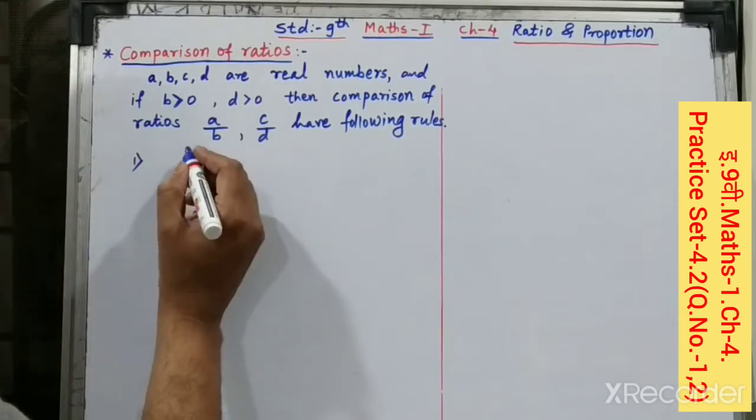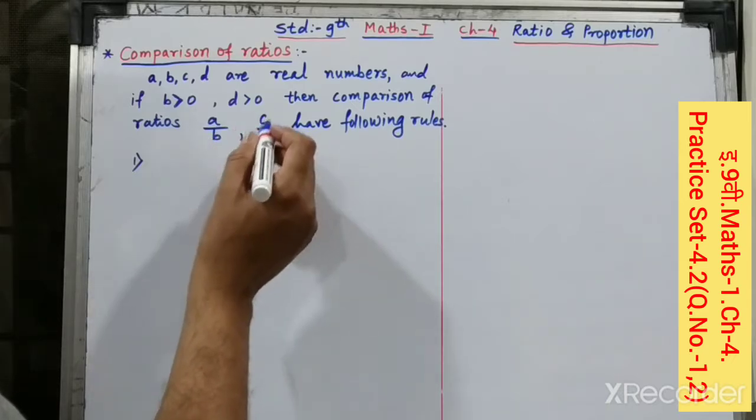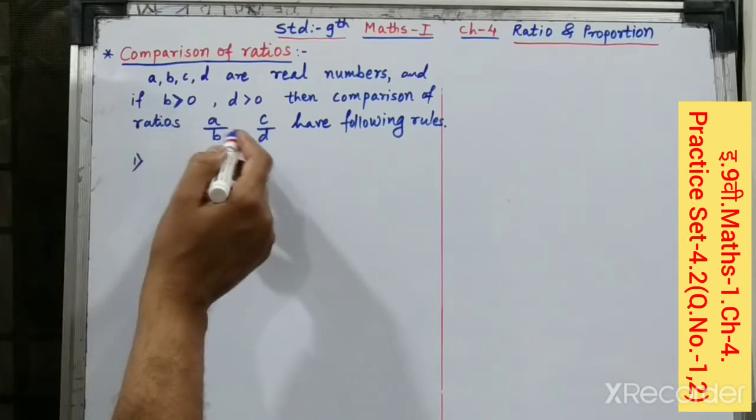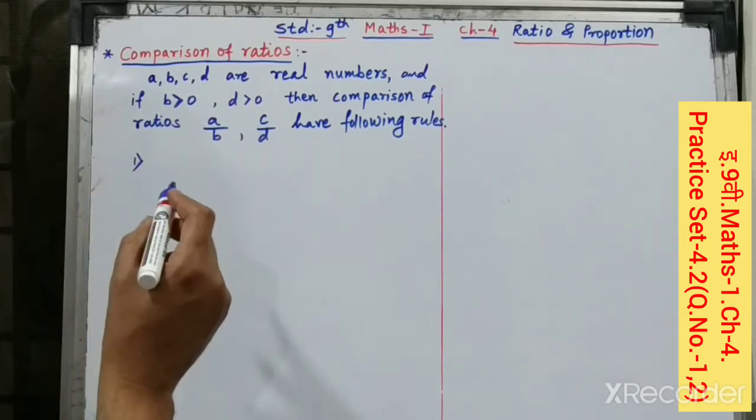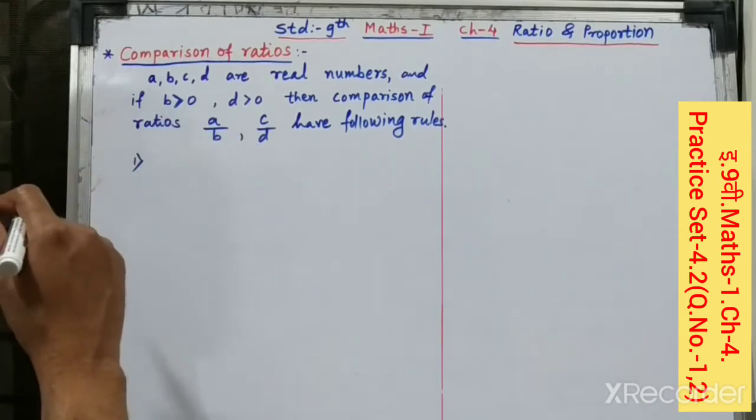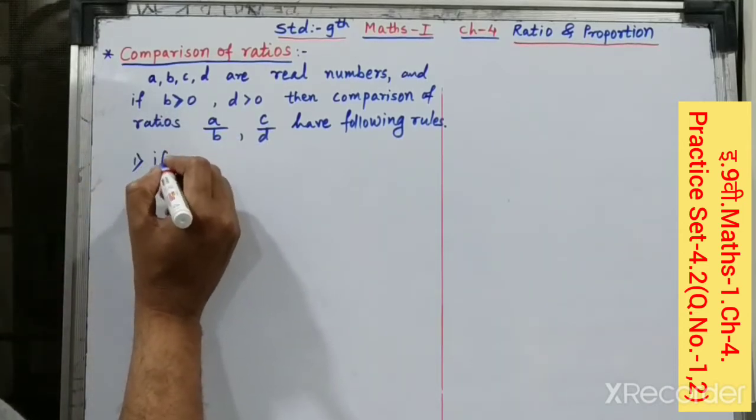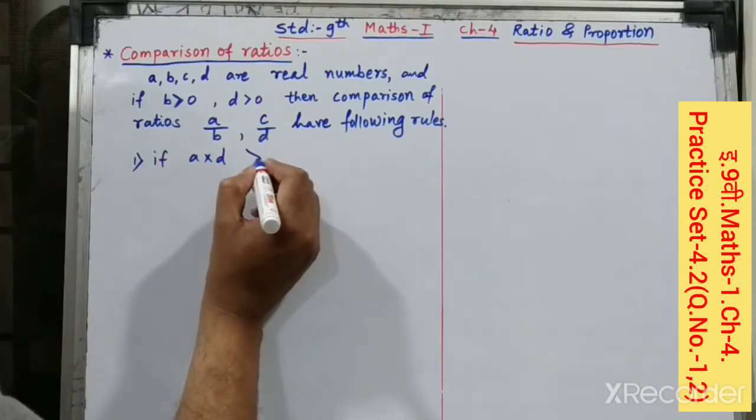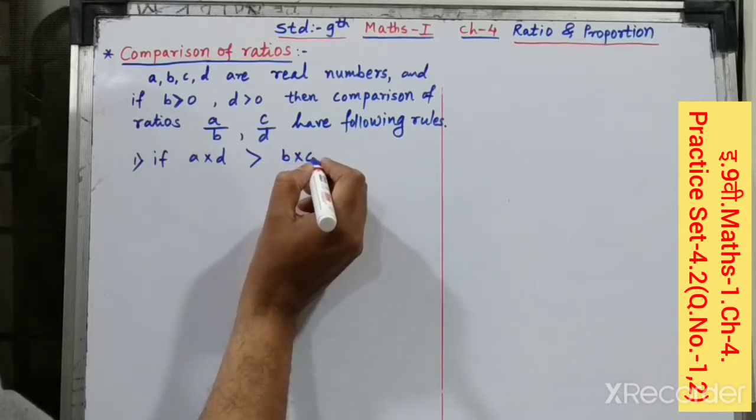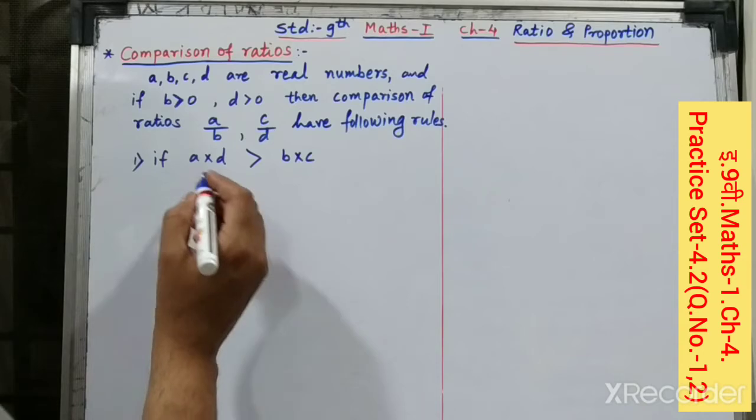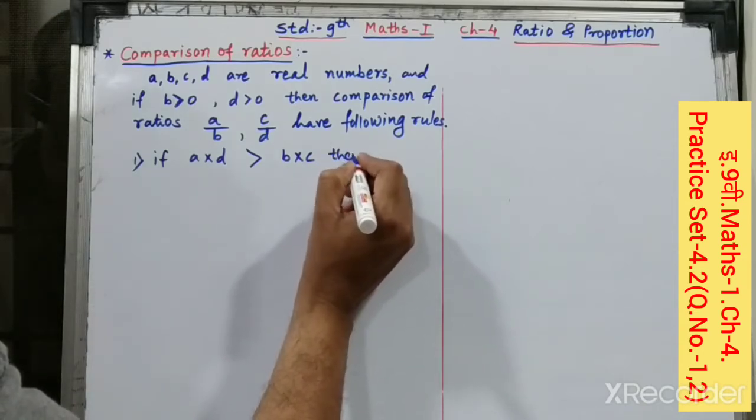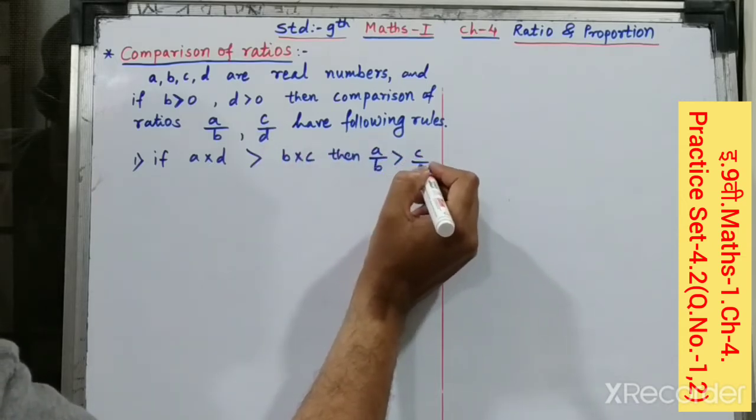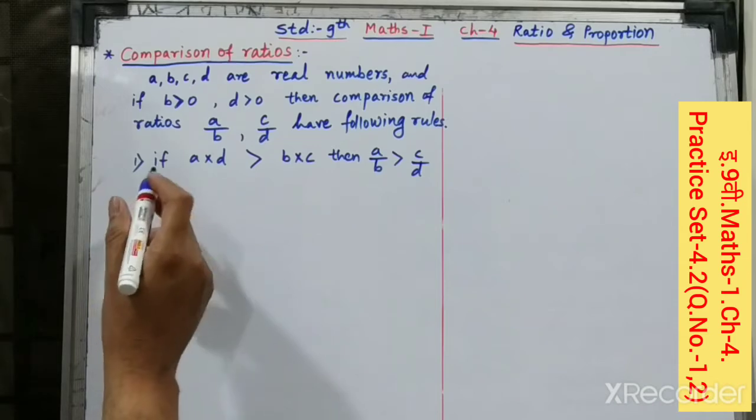Now here, the given two ratios are A upon B and C upon D, and they follow the two conditions that B is positive and D is also positive. To compare these two ratios, the first rule is: if A into D, the product of these two numbers, is greater than B into C, the product of these two numbers, then we say that A upon B ratio is greater than C upon D. This is the first rule or first property.